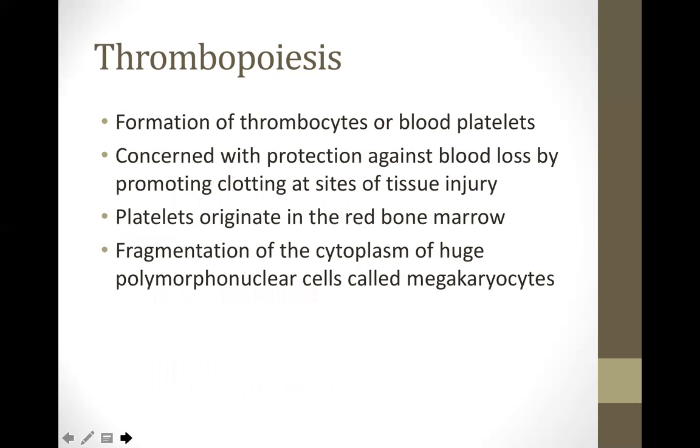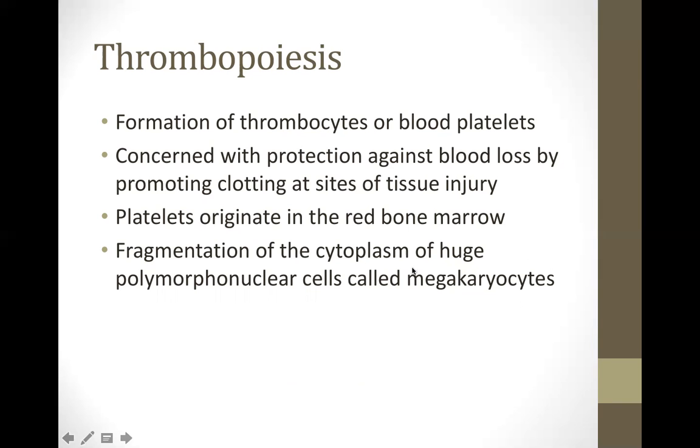Okay. What about thrombopoiesis? So, thrombopoiesis is the term for platelet formation or thrombocytes. Thrombocytes are also known as our blood platelets. Now, they are concerned with the protection against blood loss by promoting clotting at the sites of tissue injury, and the platelets originate in the red bone marrow actually. The fragmentation of the cytoplasm of the huge megakaryocyte will become platelets na.